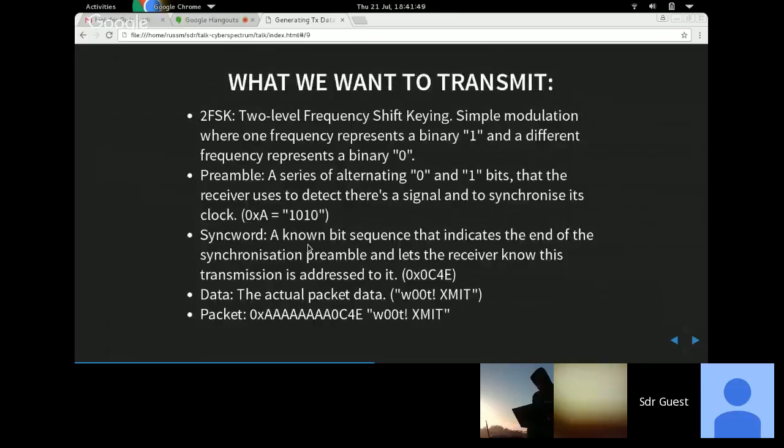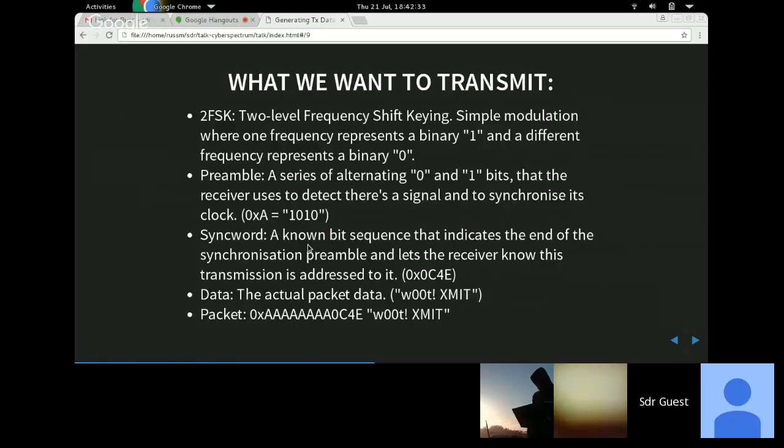So the goal of the transmission is 2FSK, a simple digital modulation with two frequencies, high and low, used to represent 0 and 1 bits. The packet starts off with a preamble of alternating 0 and 1 bits, which lets the receiver know there's a transmission on the air. Some smarter receivers can use that to synchronize their clocks as well. So if the symbol rate isn't exactly the same between the transmitter and the receiver, the receiver can tell from the long preamble of alternating 0, 1 symbols what to adjust its reception clock to.